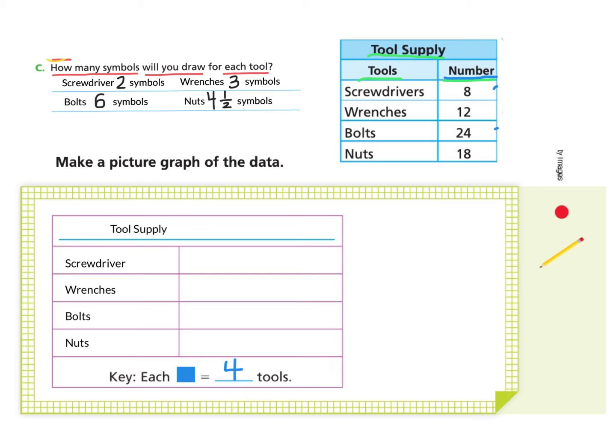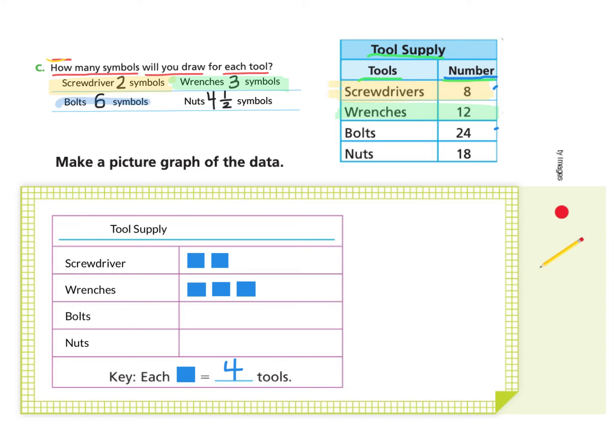So I see the first one is screwdriver, and I know that I need to make 2 symbols because screwdriver had 8. So here are my 2 squares to represent the screwdriver. Now let's take a look at wrenches. Wrenches has 3 symbols because wrenches total is 12. So I will draw 3 squares.